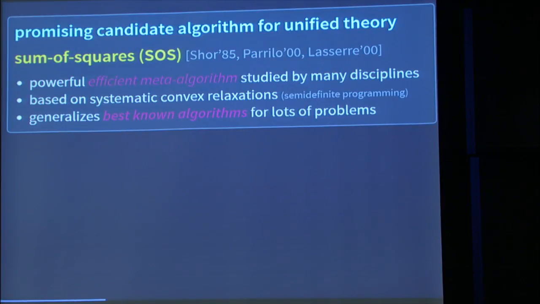So this candidate meta algorithm that could be a basis for this kind of unified theory is called sum of squares. It was introduced by Shor in some early form and then later refined by Parrilo and Lasserre. And it's based on an algorithmic technique called convex relaxations, and I will explain this later on. And it has the property that it captures and generalizes very different kinds of algorithms, and in this way it achieves the best known guarantees of polynomial time algorithms for a wide range of problems, including the two problems that we saw, mincut and maxcut.